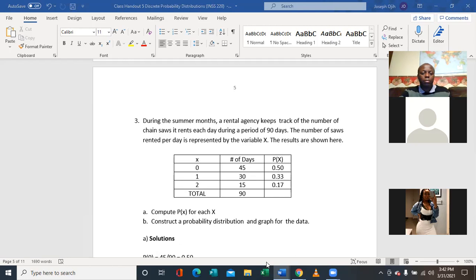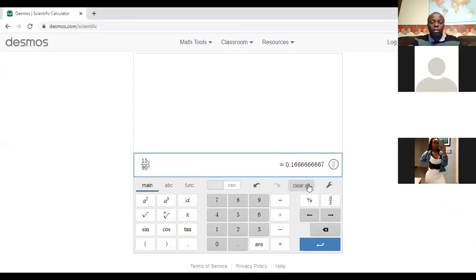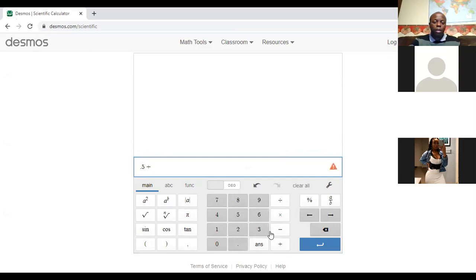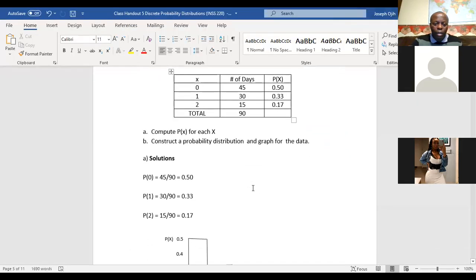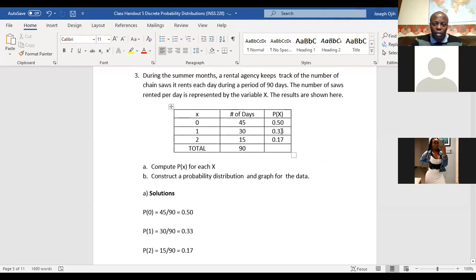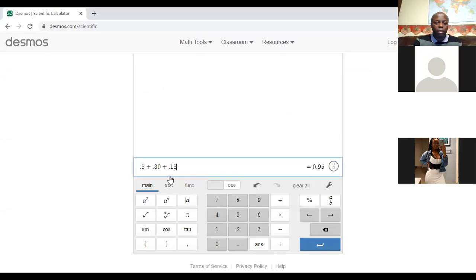We have it in this form: 0.5 plus 0.30 plus 0.15. Oh, this is not 30, it's 33. Hold on, let me make sure I copy this right. It is 0.33, and I wrote 30 by mistake. So it's 0.33, not 0.30.